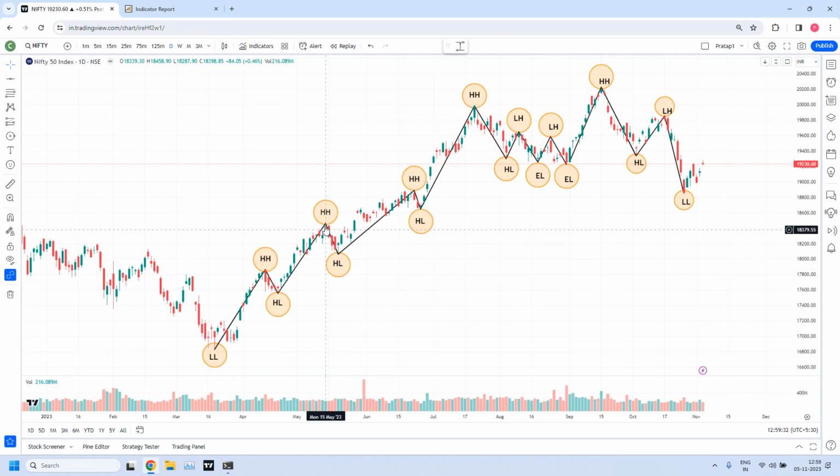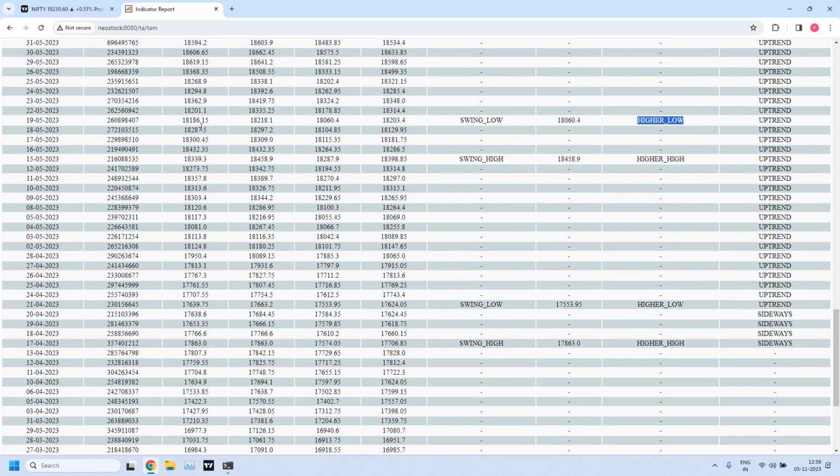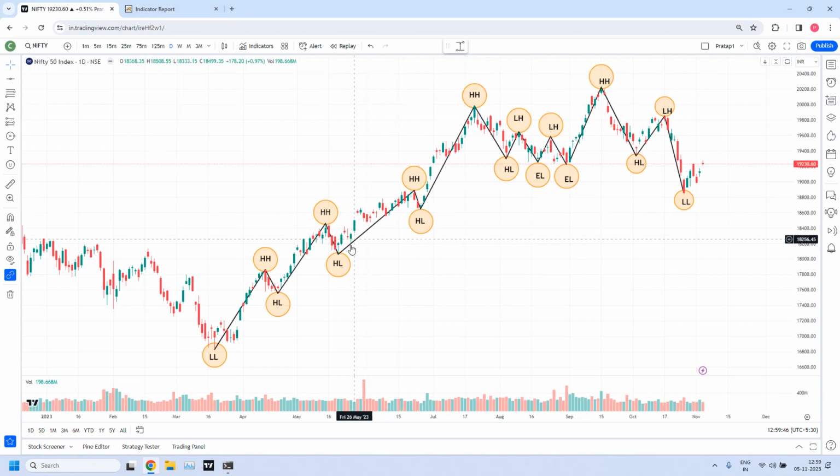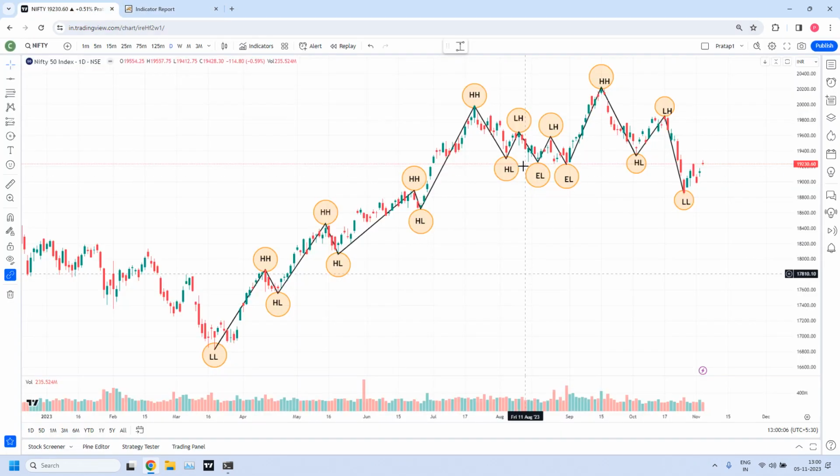So this is 15th May. So this is higher high. And when is the next one? 19th May, higher low. So 19th May, this is higher low. So when is the next one? After 19th May? This is the one. 22nd June, higher high. After that, 26th June, higher low. So this is the 26th June, higher low.